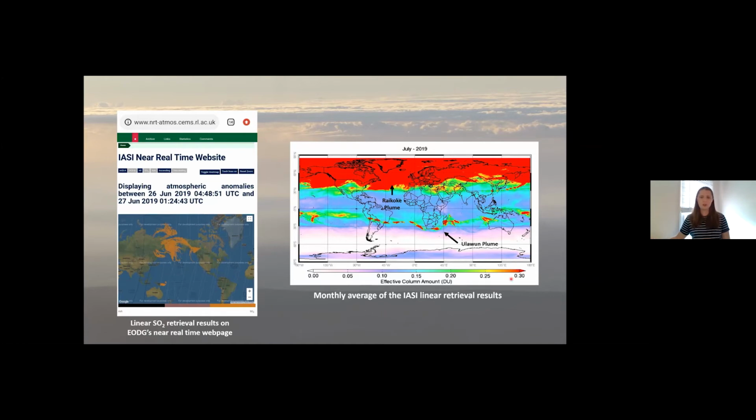Another product that we often generate is these monthly averages of our linear retrieval results. I use these to demonstrate the full extent of the plume. You can see in the northern hemisphere this very large elevated emission associated with Raikoke, so it circulated the entire northern hemisphere above 30 degrees. And then you can see the tracks from the Ulawun plume as well.